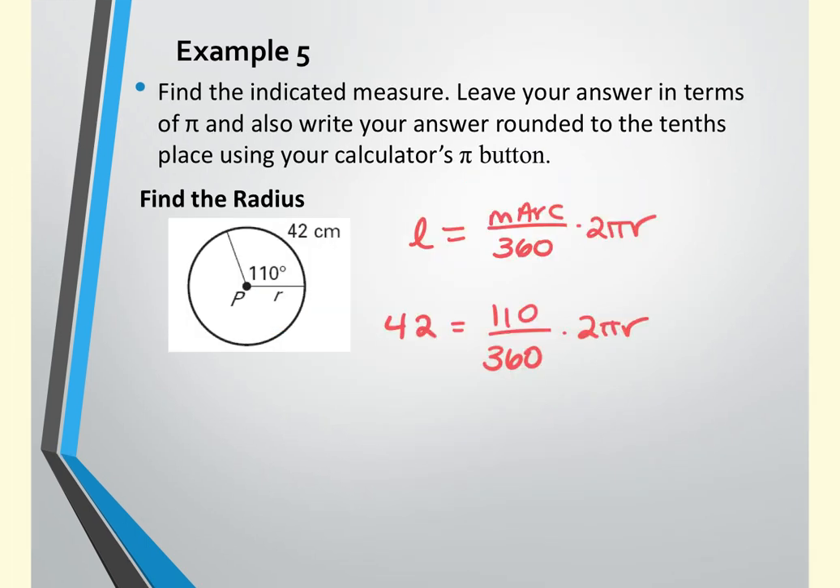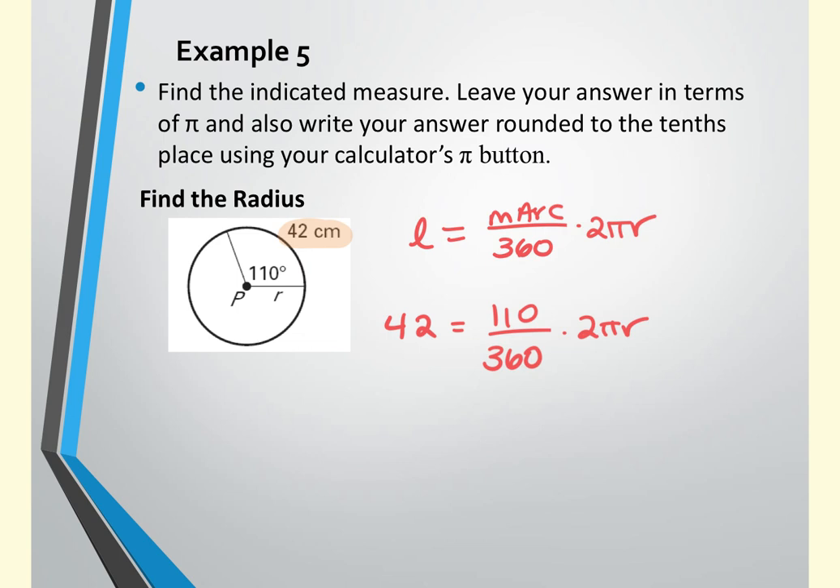All right, number 5. Now you're finding the radius, and be careful when they give you a measurement along the outer edge and it's not in degrees. This is our length. This time they gave me 42 as the length. The measure of the arc would be 110 over 360 times, I want radius, so 2 pi r.